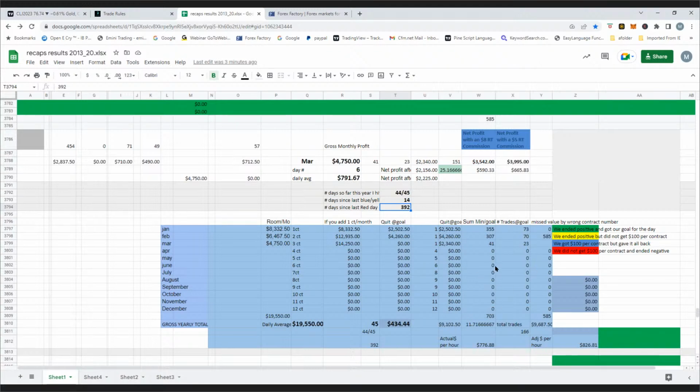Now, I screwed up last month, 5 days. I only had 1 contract on at the start instead of 2. So the per hour rate should be that if I would have had the right number of contracts on, but I didn't. So the real number is this right here.